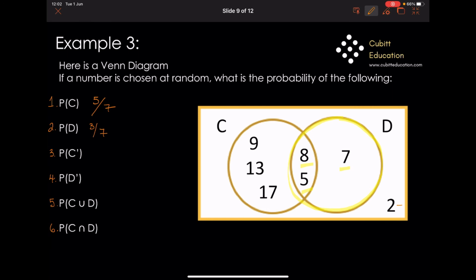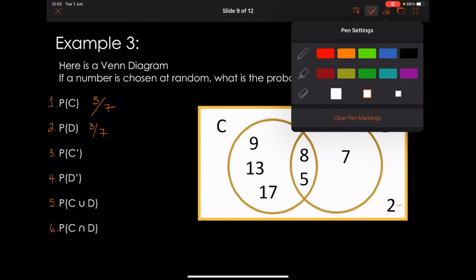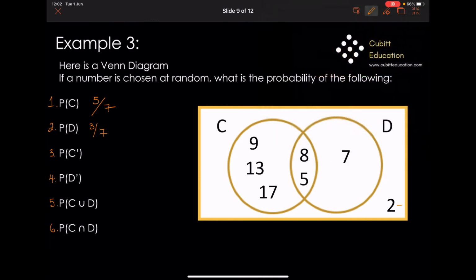Now, question 3 is saying, what is the probability of the complement of C? The complement of C is anything that isn't in C. Now, we need to be very careful here, because C is this entire circle, even if it's also included with D. So the probability of not getting C, the complement of C, is this number here and this number here. So that's 2 out of 7.